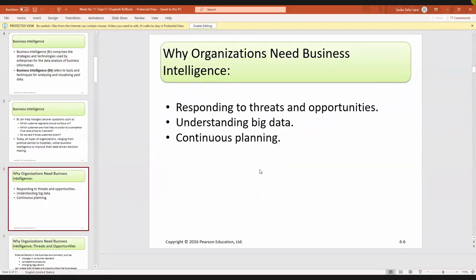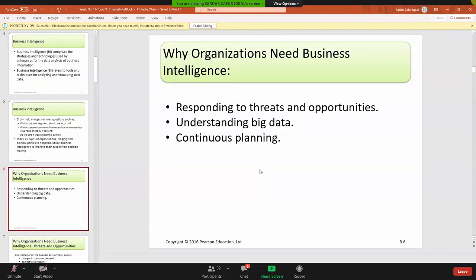But the bottom line is the data: how quickly you can collect, analyze, and visualize the data. This is very important nowadays for every organization. So this figure, as you can see, we discussed this: the organization can have threats and opportunities from the external factors.